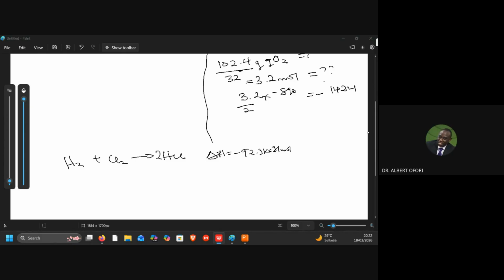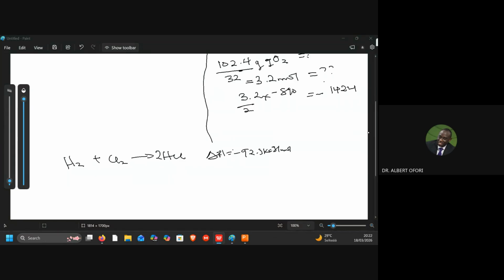Somebody asked about the 92. Yes, sir, the minus 92. I didn't get it. It says that if the standard, so if 1 mole, the standard condition. Okay, let's go back to the question so that you get that.